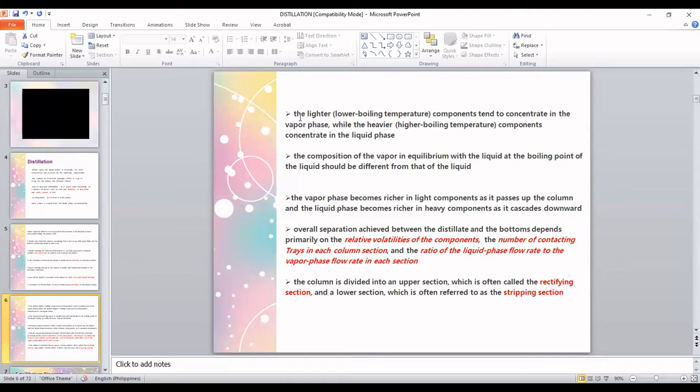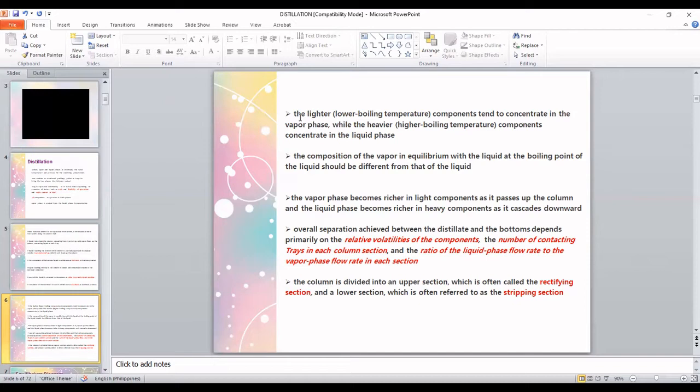So, three factors determine the degree of separation of your distillate and the bottoms liquid: the number of trays or stages in each section of your column, the relative volatilities of the components of your feed, and the ratio of the liquid to vapor phases, specifically the flow rate of the liquid and the vapor phases in each section of the column.